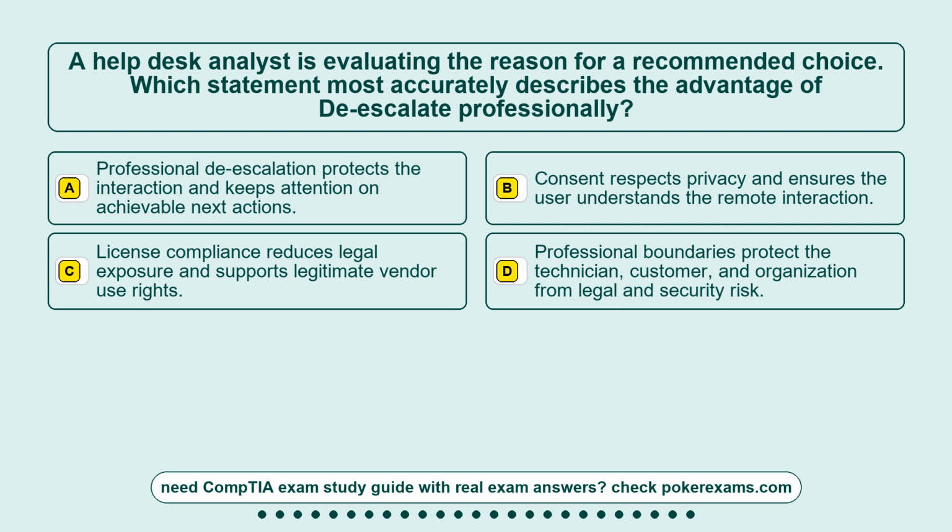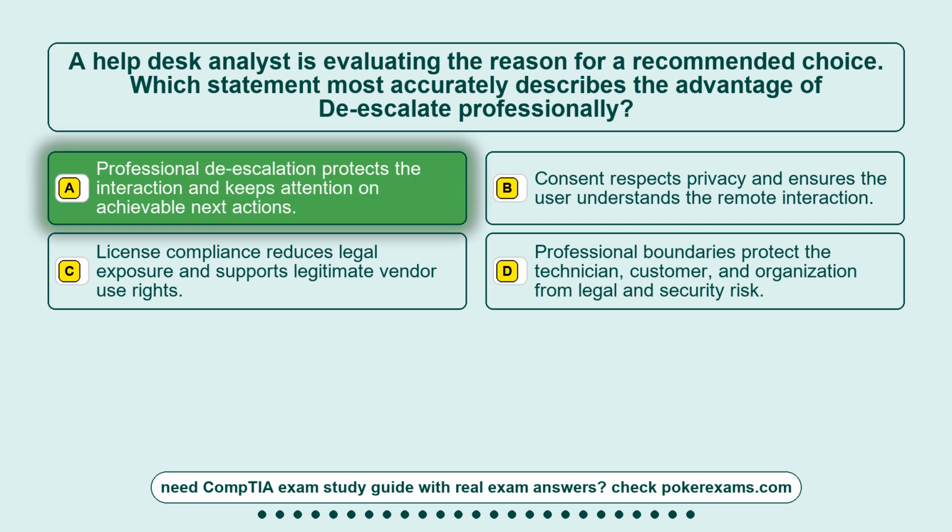Option C. License compliance reduces legal exposure and supports legitimate vendor use rights. Option D. Professional boundaries protect the technician, customer, and organization from legal and security risk. The correct answer is option A. Professional de-escalation protects the interaction and keeps attention on achievable next actions.